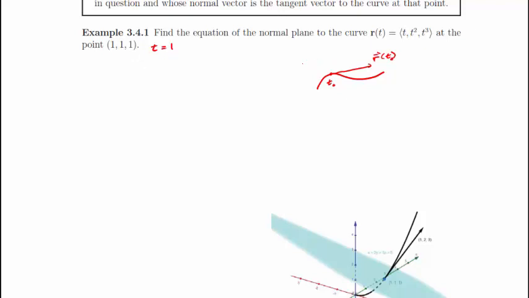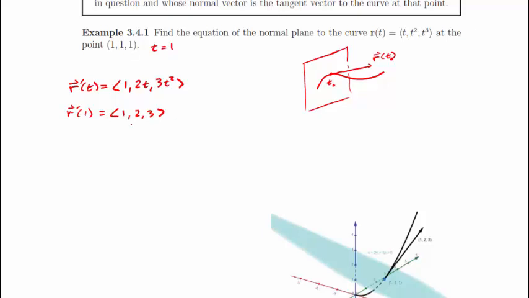Then the normal plane has this tangent vector as its normal vector. So this is normal to the entire plane. This derivative here is just going to give me my a, b, c for the plane, so this becomes pretty quick and easy to compute. We'll take a look at the graph in just a moment. So r prime of t equals 1, 2t, 3t squared. With t equal to 1, we have r prime of 1 equals 1, 2, 3. So this is my a, b, c for the plane.